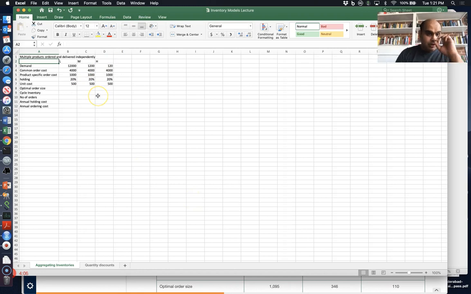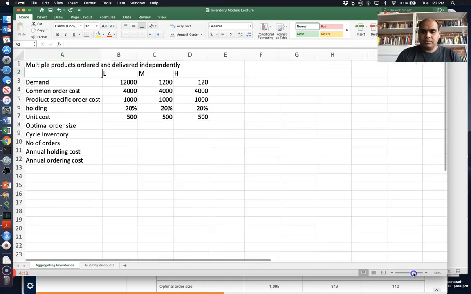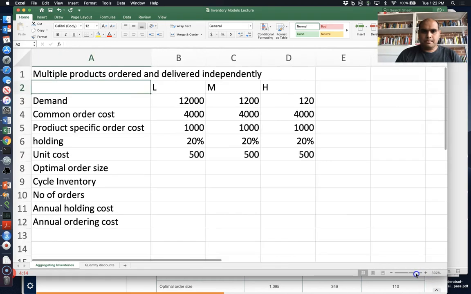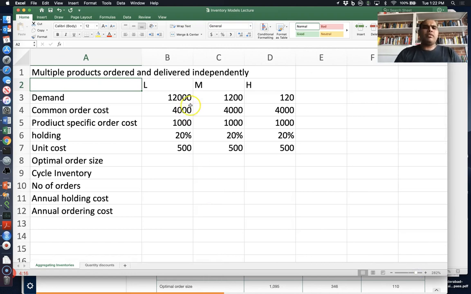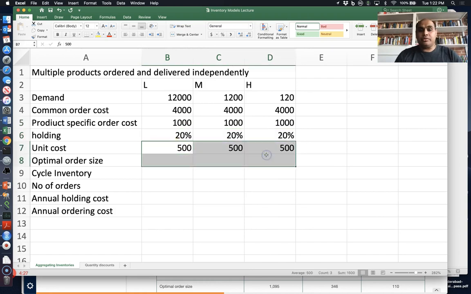Okay, I have the Excel file up here. Let me make this bigger to make it easier. So the demand: Light Pro, Medium Pro, and Heavy Pro. These are the common ordering costs. This is product specific ordering cost. The holding cost is the same, 20%, and the unit cost is 500 per item.